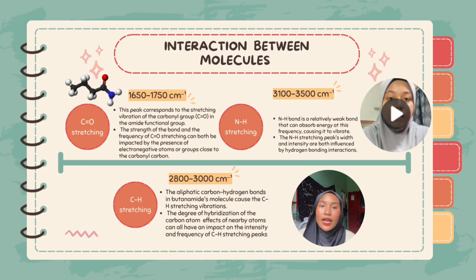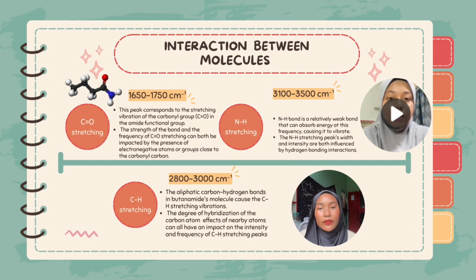Okay, as my friend Allysya explained about the peak of CH stretching, I would like to add some information on the interaction of CH stretches. CH stretching vibrations occur in the range of 2800 to 3100 cm-1 in the IR spectrum. The CH stretching vibration in butanamide arises from the aliphatic carbon-hydrogen bonds in the molecule. These vibrations are influenced by the bonding environment and neighboring functional groups.